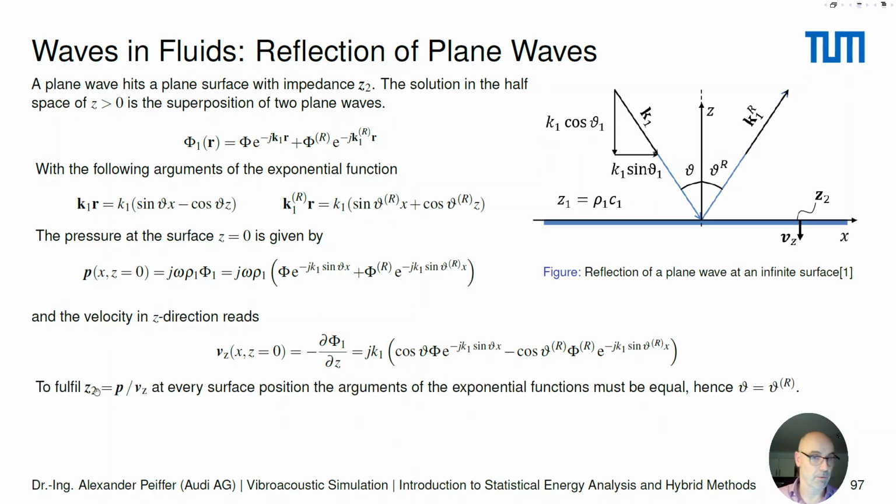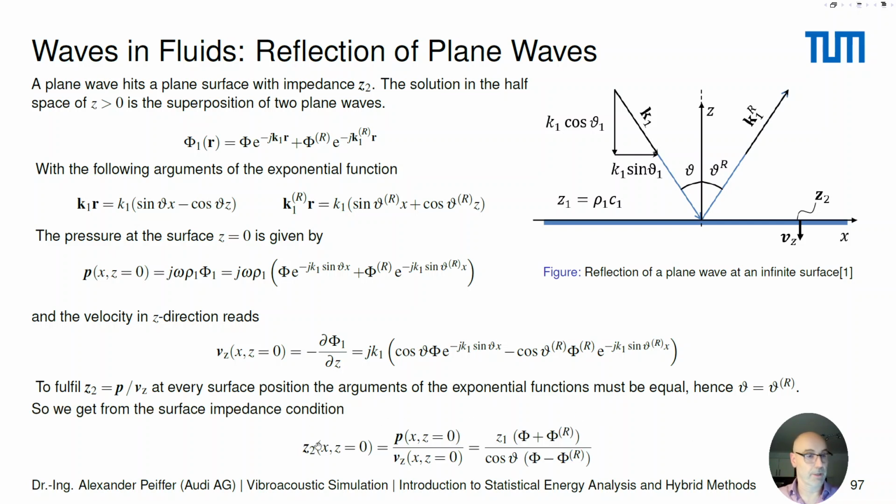The trick is now, if we would like to fulfill the impedance boundary condition, we have to do this at every surface area here along the dimension x, and the only option that this is possible is that the arguments in the exponential function are similar. So this is only possible when the incoming and outcoming angle is the same.